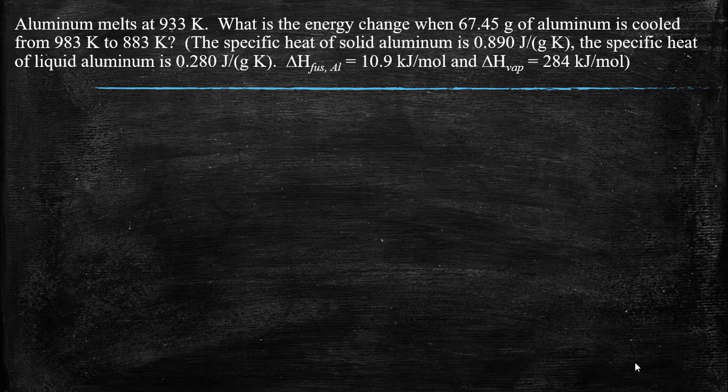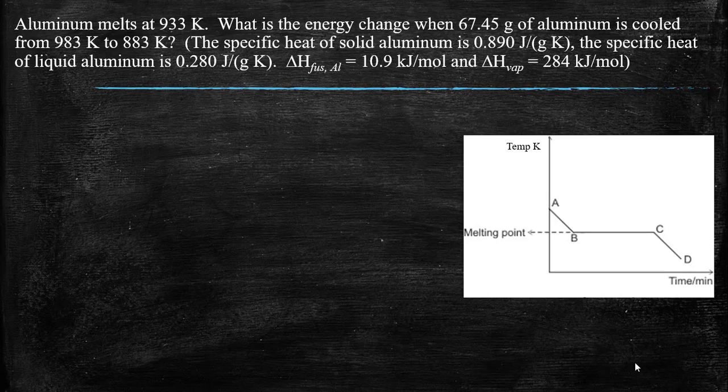In this question, you start with liquid aluminum at 983 Kelvin. You allow it to cool, solidify, and cool some more until it gets to 883 Kelvin. Your job is to calculate the energy change when this is done for 67.45 grams of aluminum.